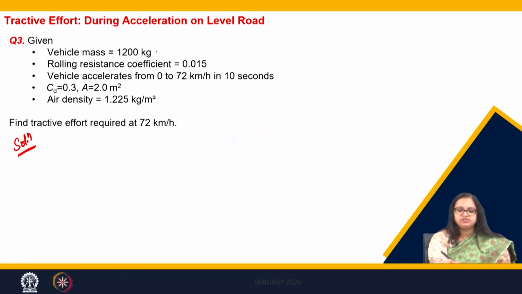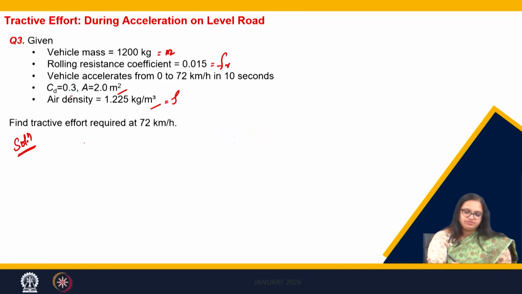The vehicle mass is 1200 kg, the rolling resistance coefficient Fr is 0.015. The vehicle accelerates from 0 to 72 kilometers per hour in 10 seconds. Now, CD is given as 0.3, the frontal area of the vehicle is 2 meter square, and air density rho is 1.225 kg per meter cube. We have to find the tractive effort required at 72 kilometers per hour.